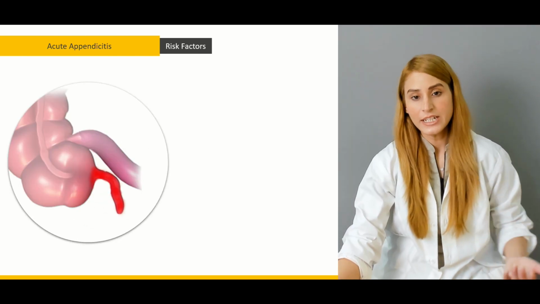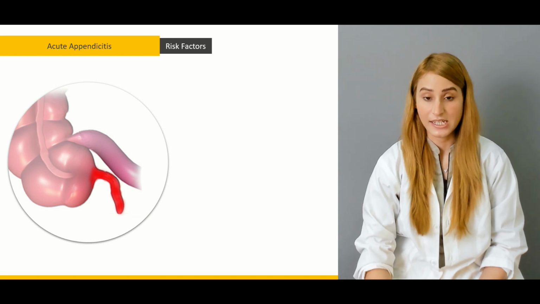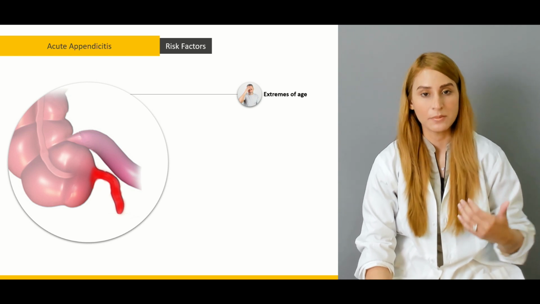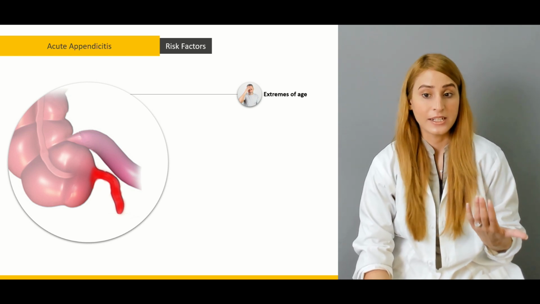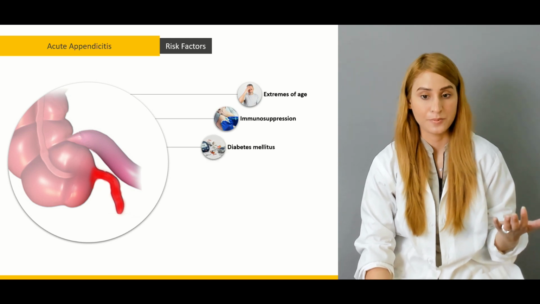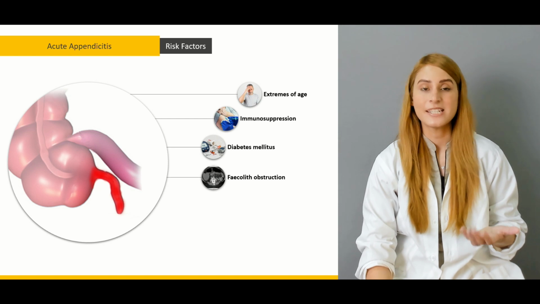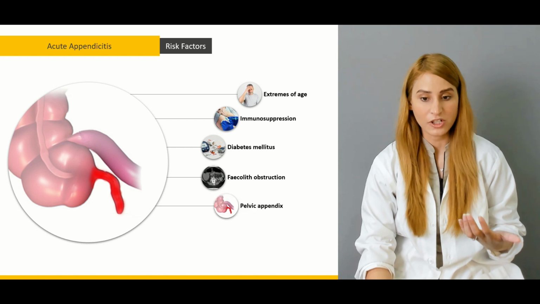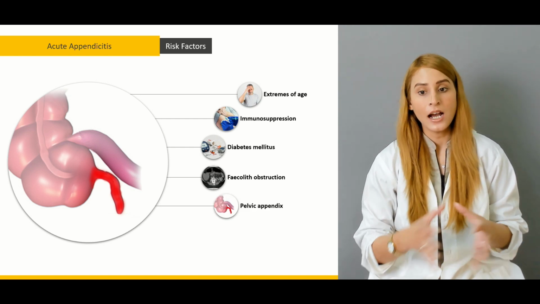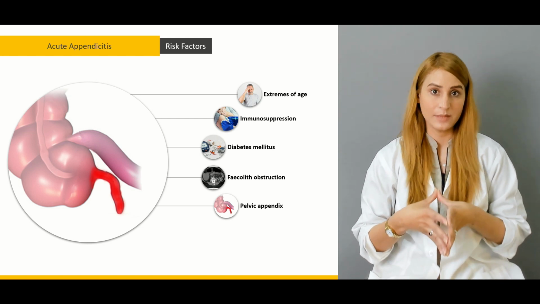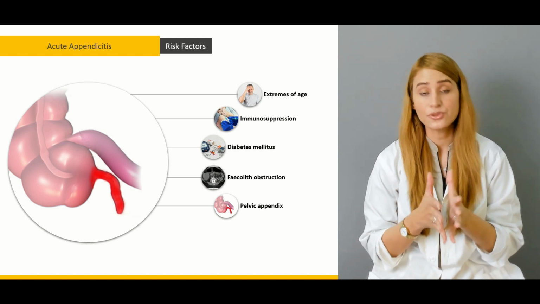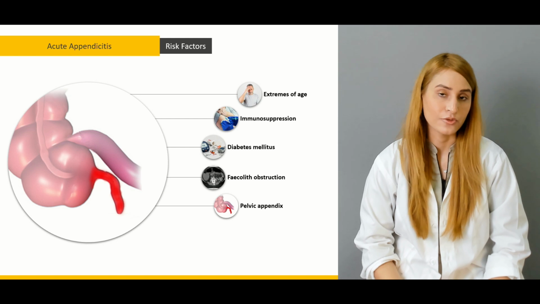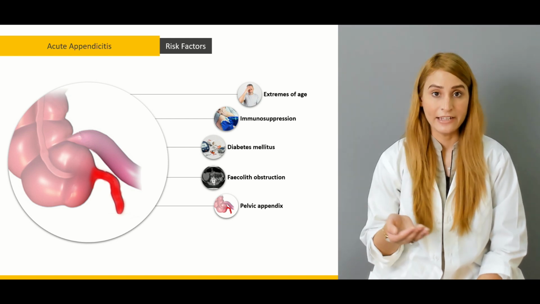Okay, so regarding the risk factors of acute appendicitis, we'll be discussing them one by one. First of all, one is the extremes of age, the other is immunosuppression. The third is diabetes mellitus, which is basically also causing immunosuppression, then Faecolith obstruction, and pelvic appendix. Now, what do you mean by the extremes of age? That means that usually acute appendicitis is not common in children. It usually involves young adults and teenagers.